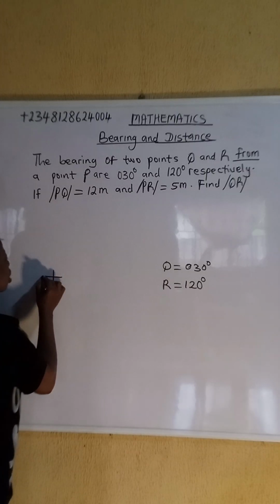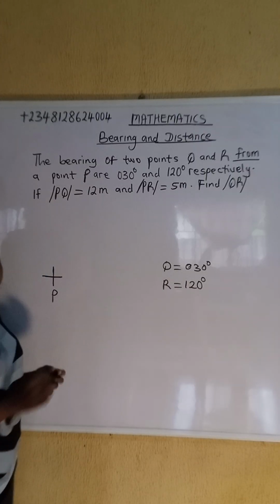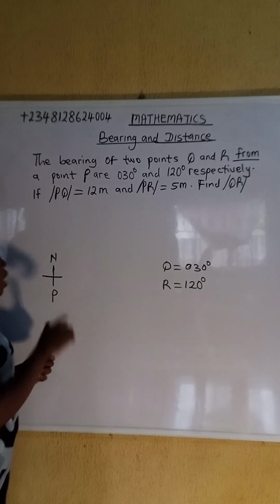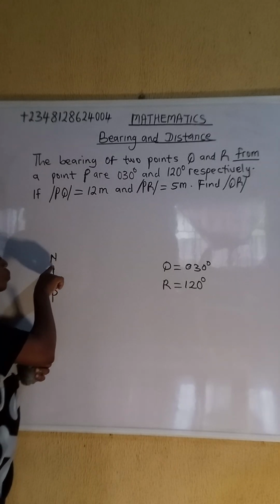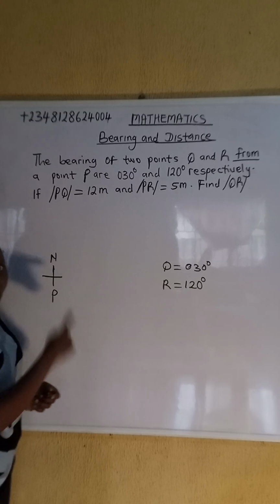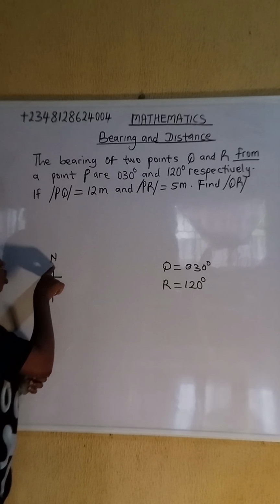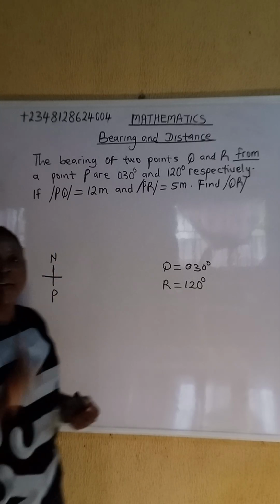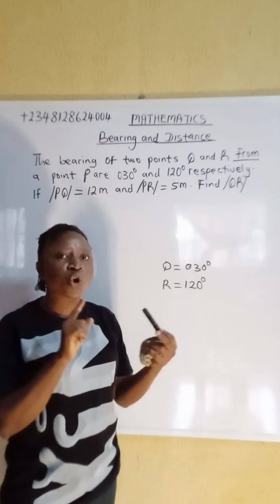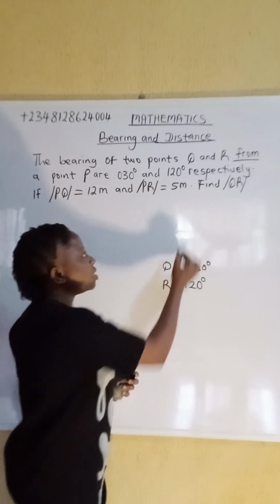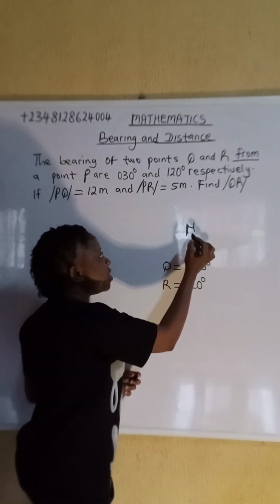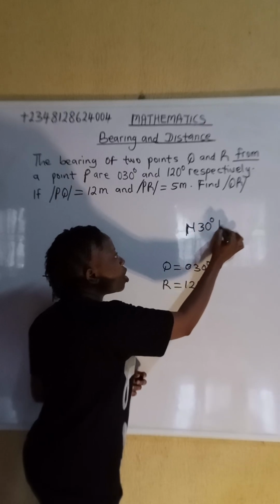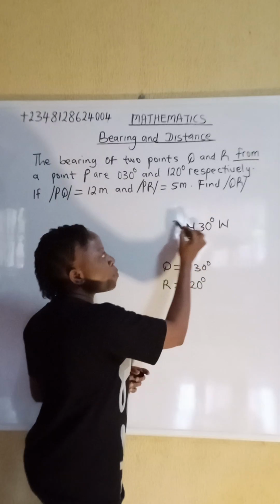Now, to construct an angle like this, you locate the north pole. You construct your angle starting from the north pole towards the clockwise direction, except you have what we call a compass bearing. This is an example of a compass bearing: North 30 degrees towards west.